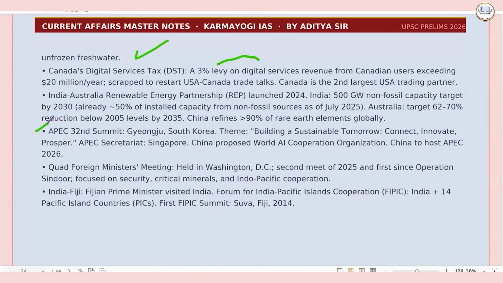The Quad Foreign Ministers meeting was held in Washington, D.C., the second meeting of 2025 and the first since Operation Sindoor. The focus is on security, critical minerals, and Indo-Pacific cooperation.